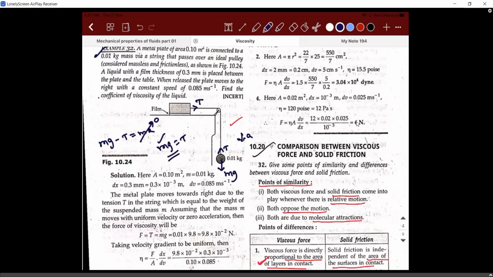Okay. Sir, in dynamic equilibrium, you are talking about uniform motion, right? Yes, uniform motion. So equilibrium itself means acceleration is 0. Please make a note of that point. Am I clear, guys? You're able to solve it? Can you do it fast and tell me what is the answer?